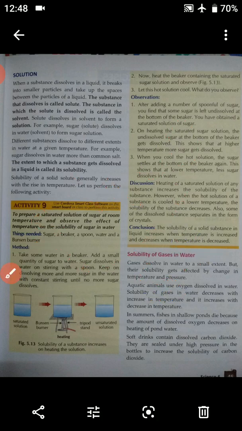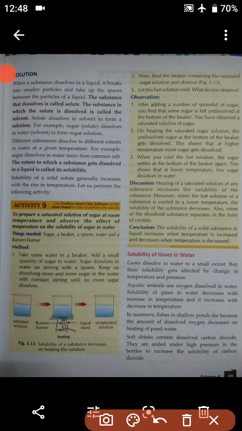Okay. So different substances dissolve to different extents in water at a given temperature. So we have already understood about this. Different substances will dissolve to different extents. That means the amount of dissolving will be different, and that will also depend on the given temperature. For example, sugar dissolves in water more than common salt. Okay, so sugar will dissolve more than common salt in water.